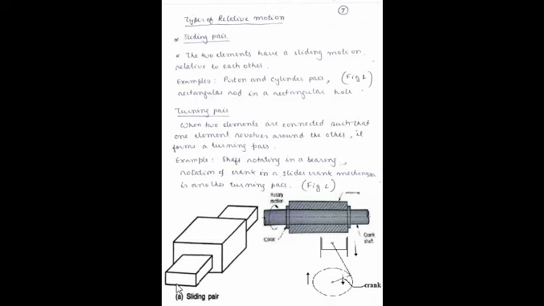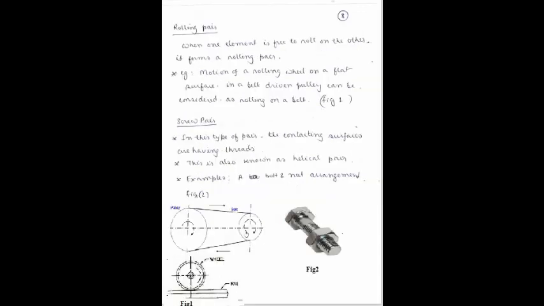Turning pair: when two elements are connected such that one element revolves around the other, it forms a turning pair. Examples: shaft rotating in a bearing, rotation of crank in a slider crank mechanism. So in figure 2, you will be seeing this dark figure. A shaft is rotating in a bearing, so it is forming a turning pair. The other example is the rotation of crank in a slider crank mechanism. Rolling pair: when one element is free to roll on the other, it forms a rolling pair. Motion of a rolling wheel on a flat surface, or a belt drive pulley can be considered as rolling on belt, or you can consider a wheel rolling on a flat surface.